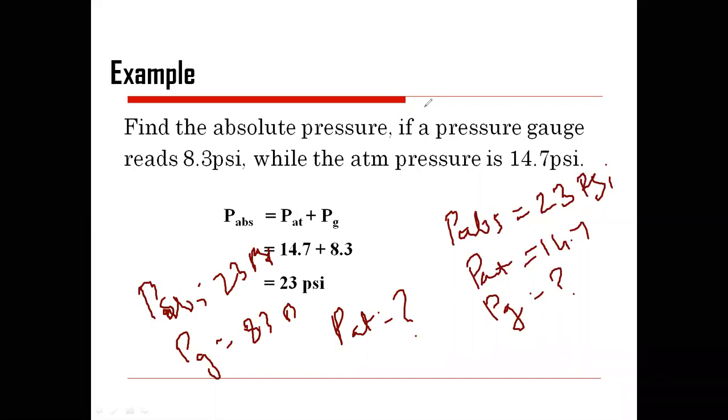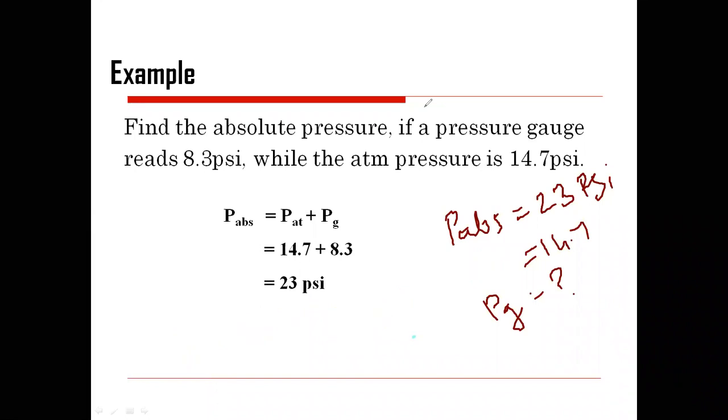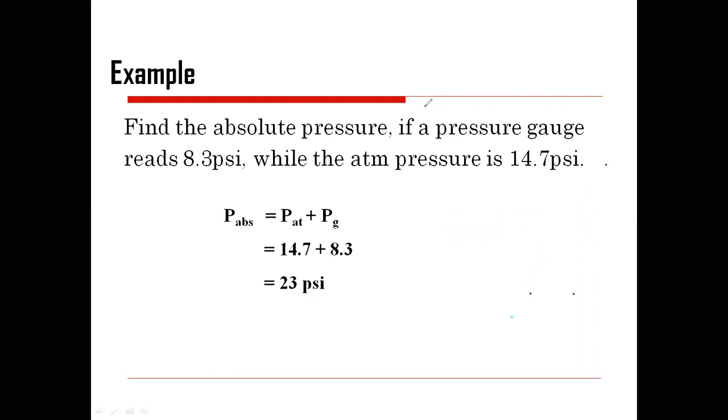Okay, so you are supposed to keep in mind that absolute pressure is equal to atmospheric pressure plus your gauge pressure. Suppose you are interested to determine gauge pressure, then it is absolute pressure minus atmospheric pressure. Or if you are interested to determine atmospheric pressure, it is absolute pressure minus gauge pressure.